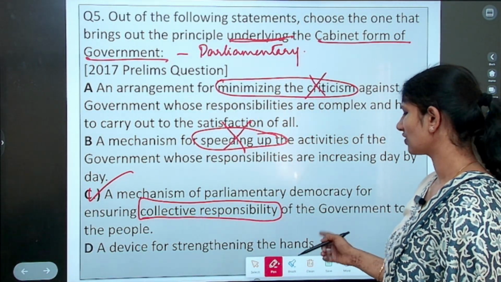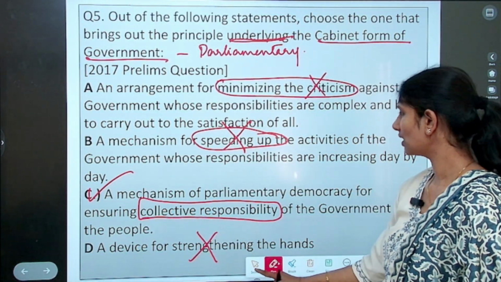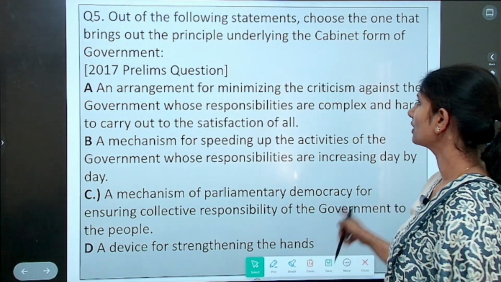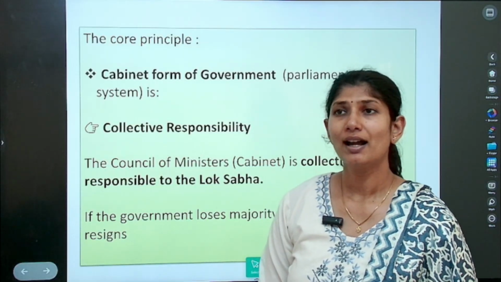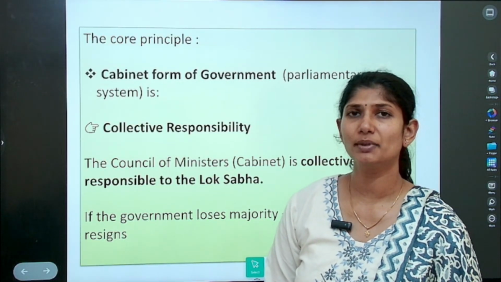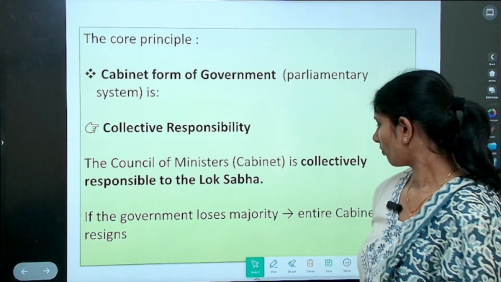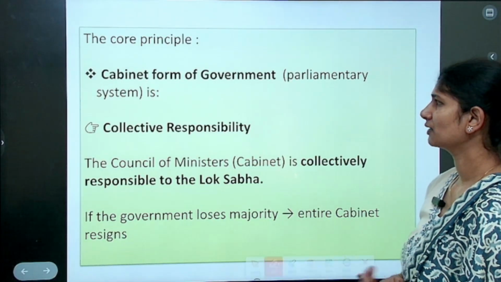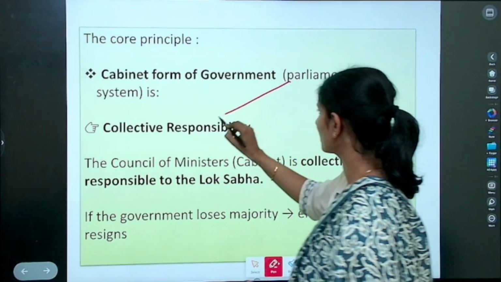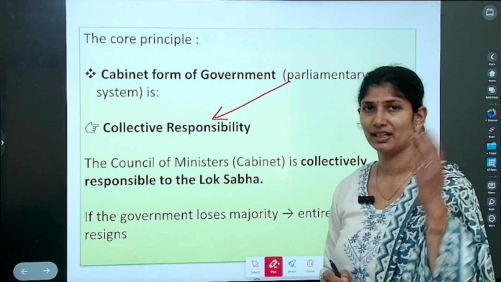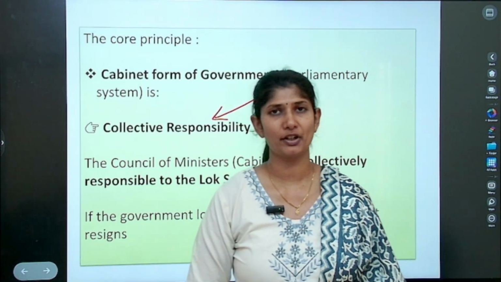A device for strengthening the hands. Again, this would be something to do with governance, but not with respect to the fundamental principle of the cabinet form of government or parliamentary form of government. So again, like we have discussed earlier, your parliamentary form of government has a higher focus, understanding? Now, the cabinet form of government, as I discussed, is the parliamentary form of government whose main core or crux is collective responsibility.